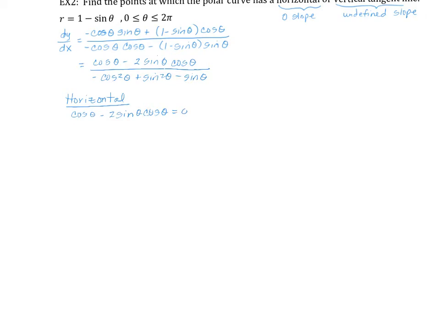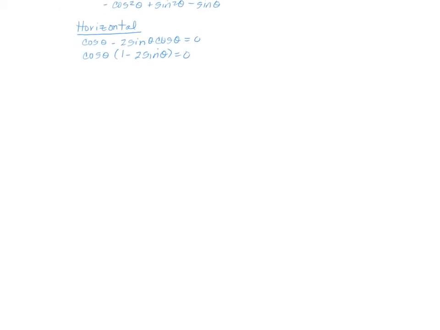So algebraically, I think what I'm going to do is, since I do have an equation set equal to 0, I'm going to go ahead and factor out the cosine, and I'll have 1 minus 2 sine of theta equal to 0. So this is just solving a trig equation. Okay, so I have factored equal to 0, then it must be true that cosine of theta is equal to 0, and 1 minus 2 sine of theta is equal to 0. Remember, my theta values are just from 0 to 2 pi.